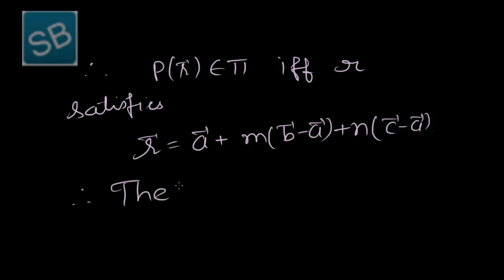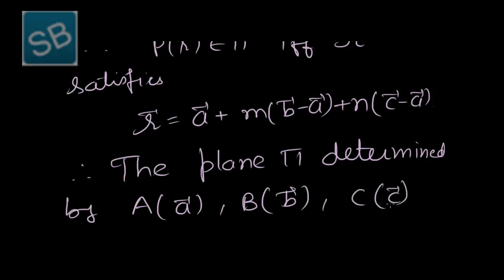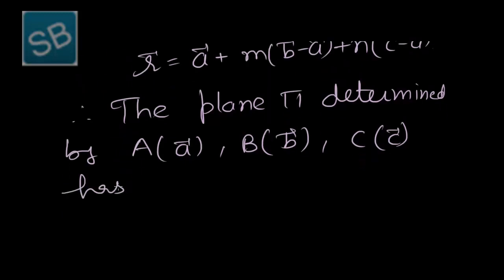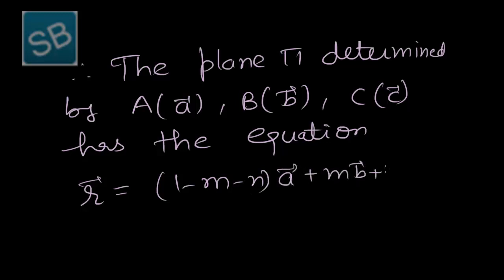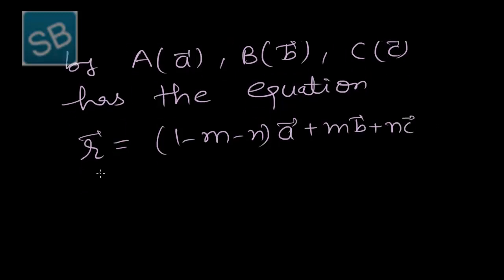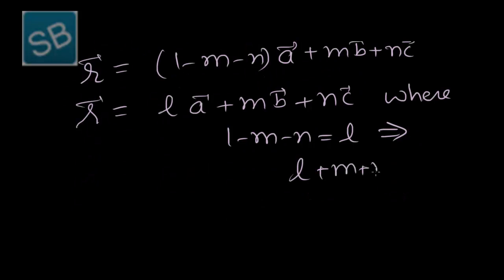and therefore the plane pi determined by points A, B and C has the equation, that is, vector r is equal to (1 minus m minus n) vector a plus m times b plus n times c. That is, we can say this is l times a plus m times b plus n times c, where 1 minus m minus n is equal to l. That implies l plus m plus n is equal to 1.